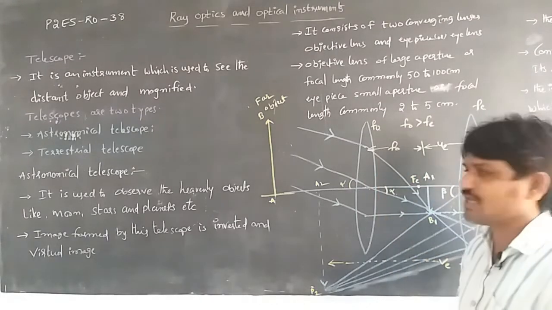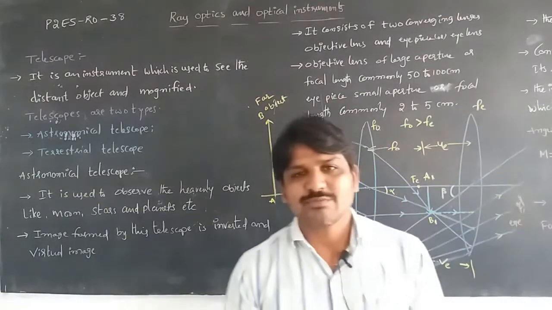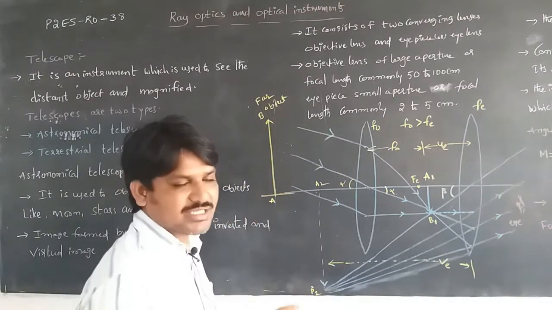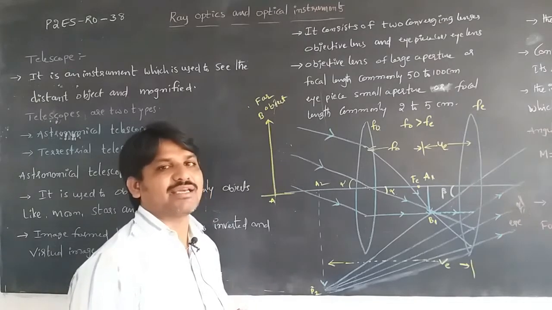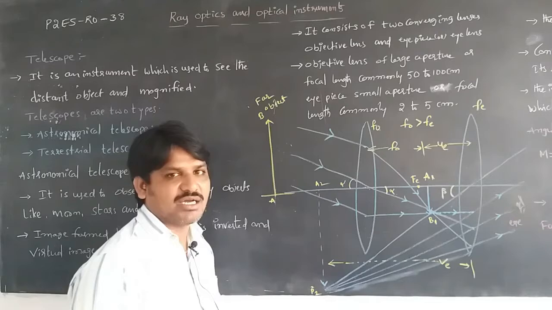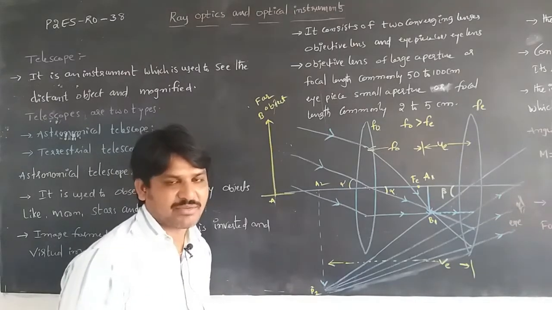and it's a virtual image. So what is meant by an astronomical telescope? It is a telescope used to see distant objects like the moon, stars, planets, and the image formed is a virtual and inverted image.